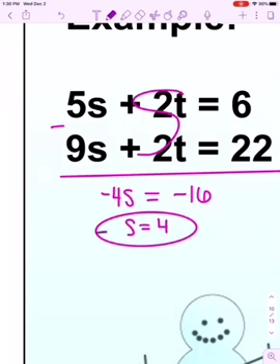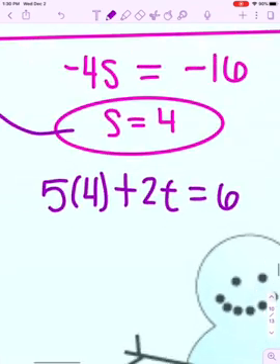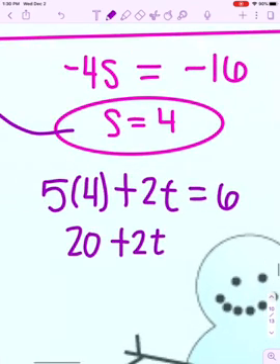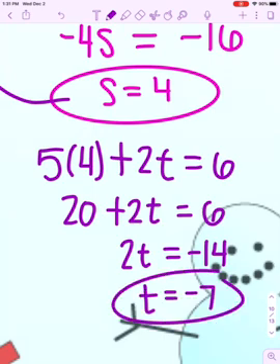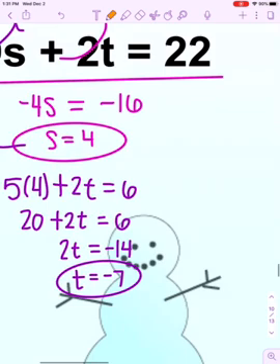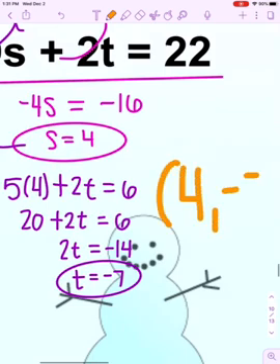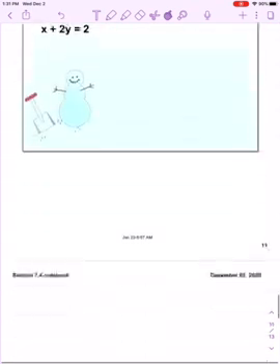And then you just have to plug it back in. Once you get the subtraction done, it's normal. I'll pick the top one because it looks like the numbers are smaller. We now know that s is 4, so 5 times 4 is 20 plus 2t equals 6. Subtract the 20 over, get negative 14. Divide by 2, and you get negative 7. Alphabetical order: s comes before t, so in your ordered pair it goes 4 and then negative 7. And that's it.